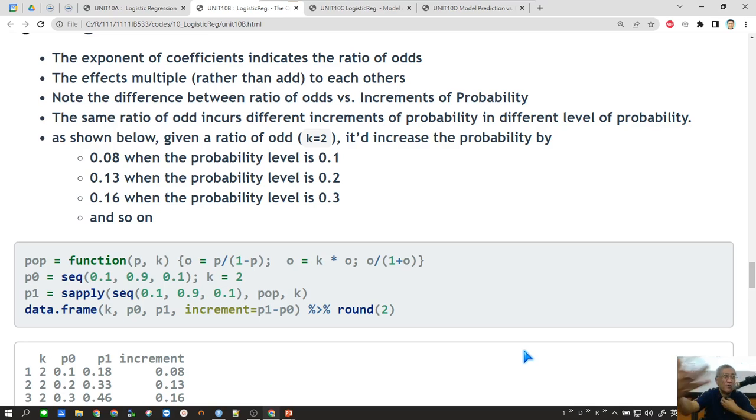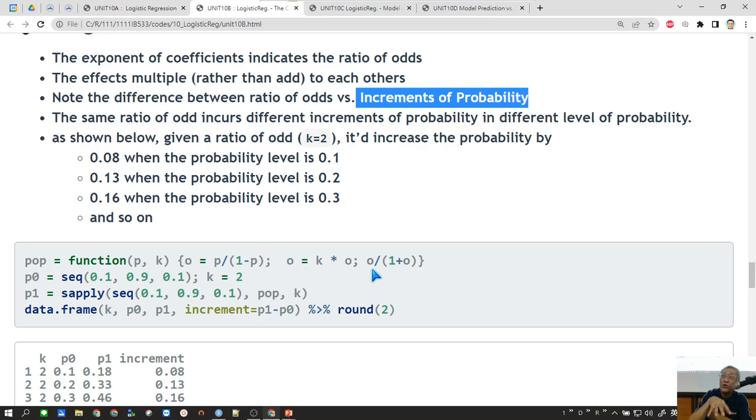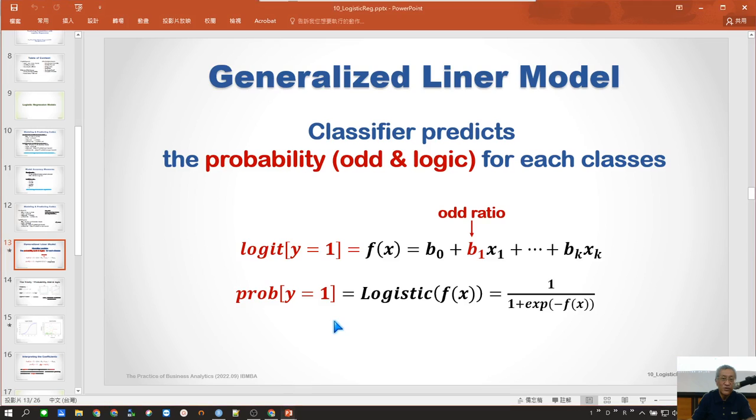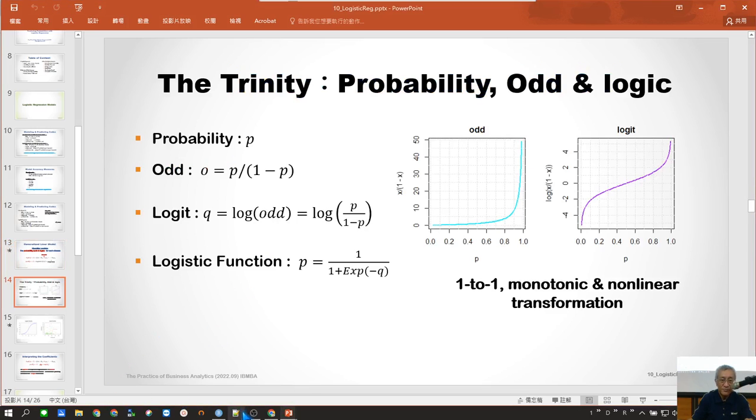Because prediction is our purpose, we will not go into the detail of coefficient interpretation too much. So I'll stop here. If you are interested in how to transform odds ratio into incremental probability, you can take this code, and if you have a question, you can come to me. We can discuss later. So for now, I want to switch to the third notebook, which is dedicated to the accuracy measurement of logistic regression.